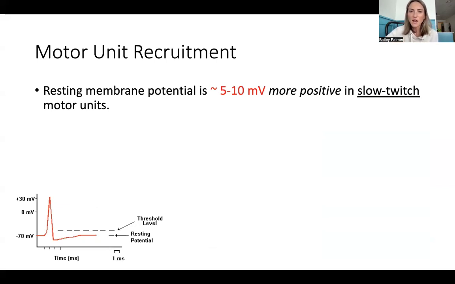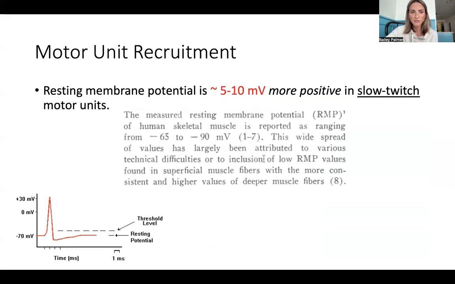Some are more positive than others, such as our slow twitch fibers. Slow twitch more positive means they're easier to activate. We don't have to do much for those to be recruited. If we look here at the resting membrane potential of human skeletal muscle, ranging from -65 to -90, -90 is considered higher threshold for motor unit activation because most of our resting membrane potential we know exists around -70. So if they're -90, then that threshold level is slightly above that, meaning it still takes a lot of work to activate those high threshold motor units.